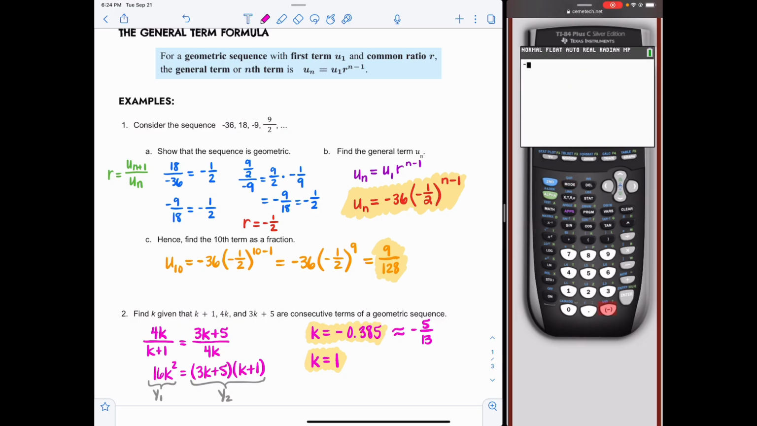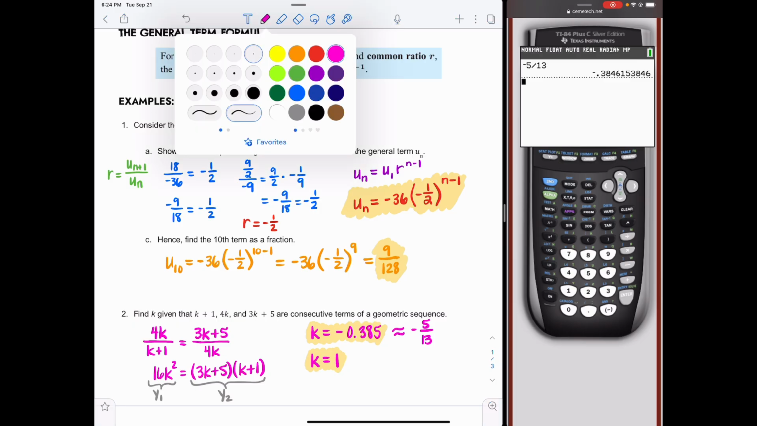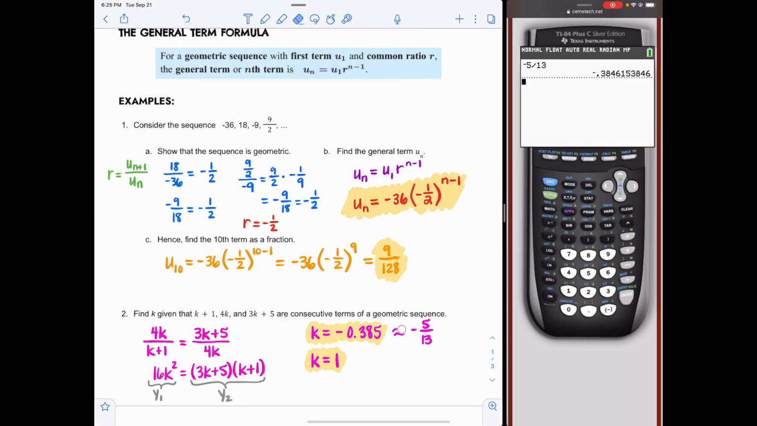And if you were to do negative 5 divided by 13, as you can see, you would have gotten approximately the same number that we got when we found the intersection. So I just wanted to let you all know that negative 5 over 13 was how we got that answer. If we were to solve it by factoring, you would have gotten the exact fraction. But instead, since we use the graphing calculator, we put the answer in three significant figures. So I just wanted to bring your attention to that.